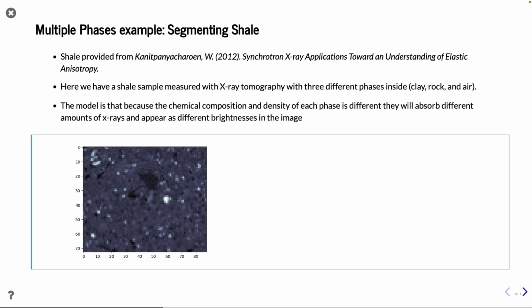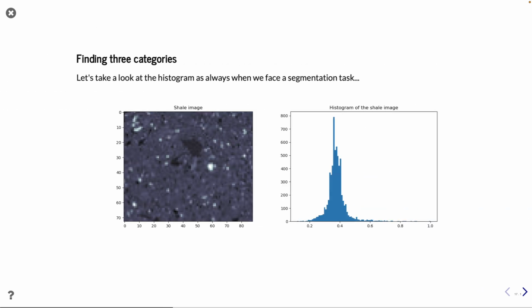An example of multi-class segmentation is this geology clay sample, where we have some X-ray tomography. And we have different classes. We have clay, rock, and air in this sample. Now this one is very dark, but you see some bright spots. Then there is a gray level in the middle and some holes, which correspond to the air voids.